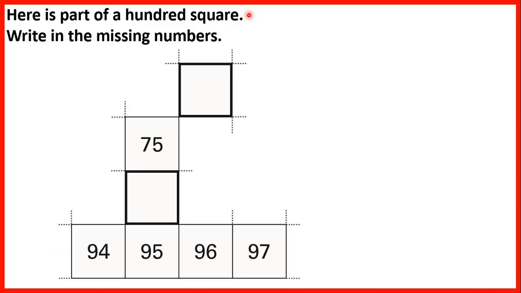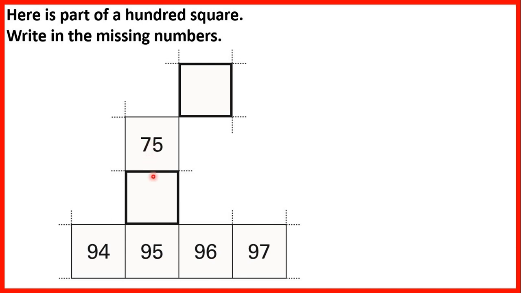Here is part of a 100 square. Write in the missing numbers. So we have 75, something, 95, and then we have these numbers across: 94, 95, 96, 97. So when we're going across, we can see that we're adding one more each time.